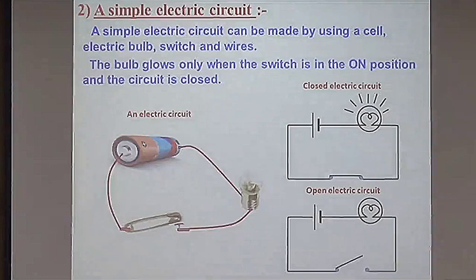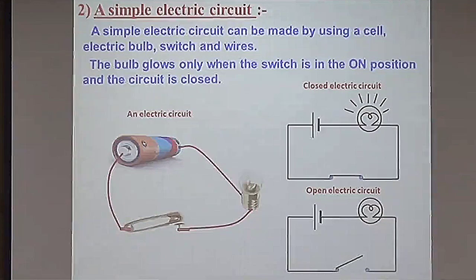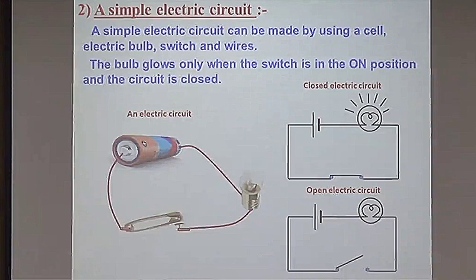Now we have 2 circuits. One is a closed electric circuit and the other is an open electric circuit. The only difference between these 2 circuits is that in the first the switch is in off position, and in the second the switch is in on position. That is why the first is open, because no current is flowing through the circuit, and the second is closed because the current is flowing through the circuit.